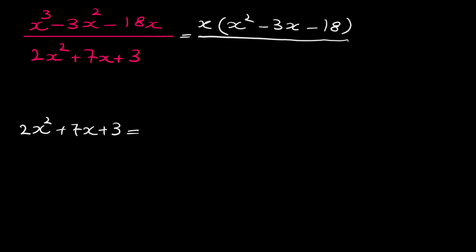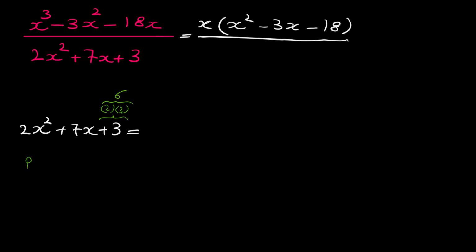Let me remind you how we factor trinomials when the leading coefficient is not 1. For factoring trinomials like this, the process is this. First, you have to multiply this leading coefficient by the constant that you have here. So always multiply this leading coefficient by the constant. 2 times 3 in this case is 6. So we multiply 2 by 3 and it is 6.